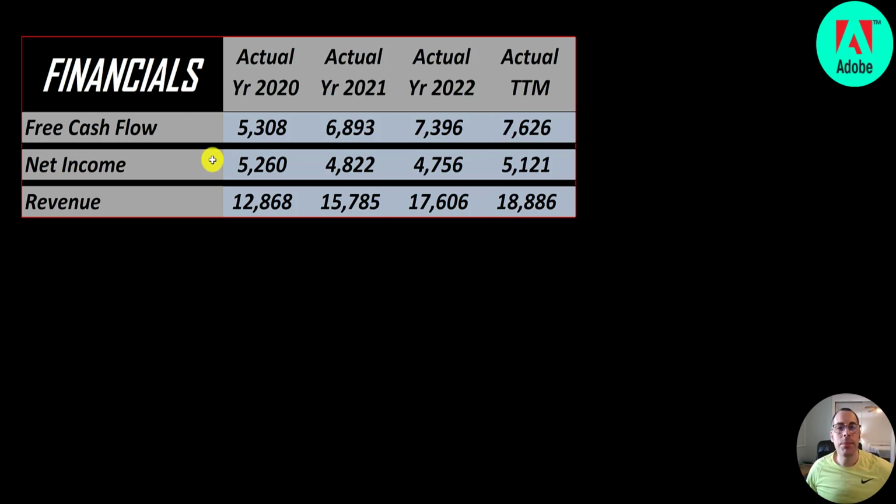Net income is the profit or loss on the income statement. It's revenue minus expenses. And that's really consistent around $5 billion a year. Revenue is the sales for the company, and that goes up a lot. It goes up about 50% from 2020, close to 13 billion, to the trailing 12 months, close to 19 billion. Lots of their revenue comes from subscriptions. We'll look at their income statement in a little bit.